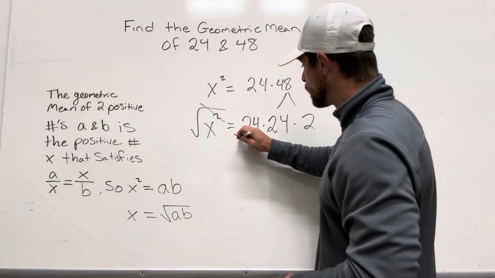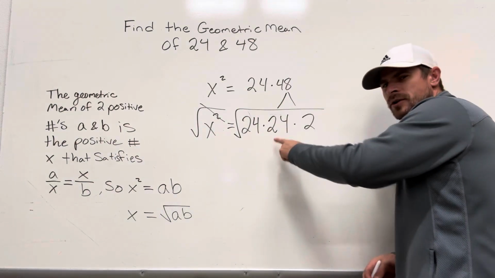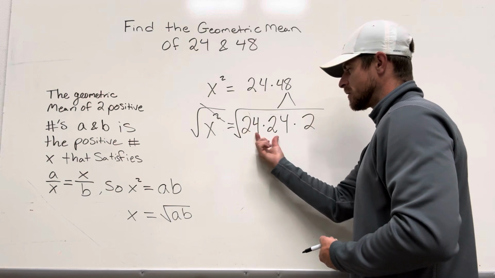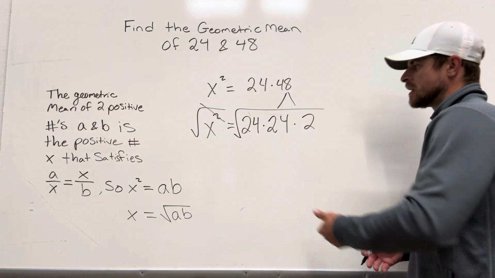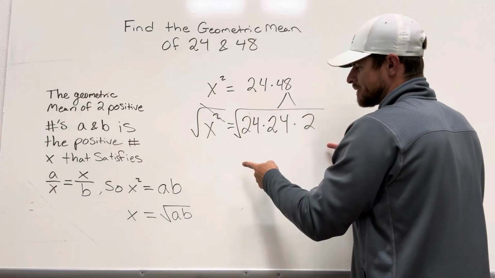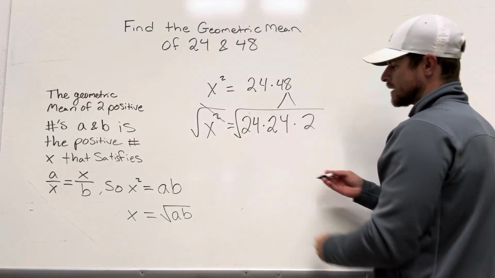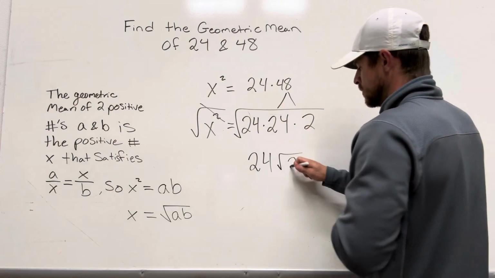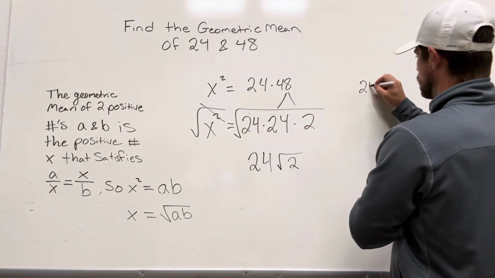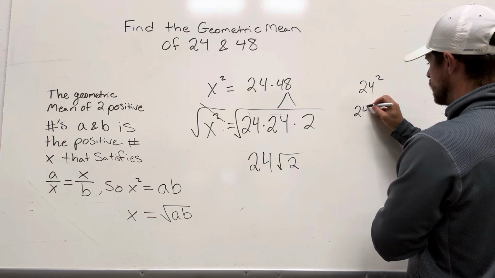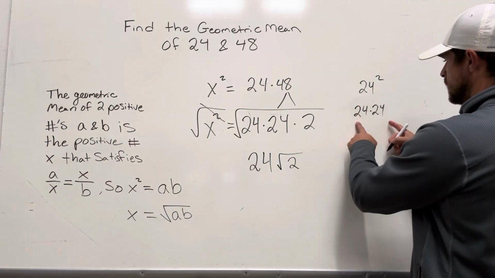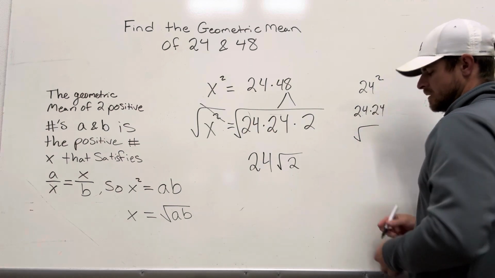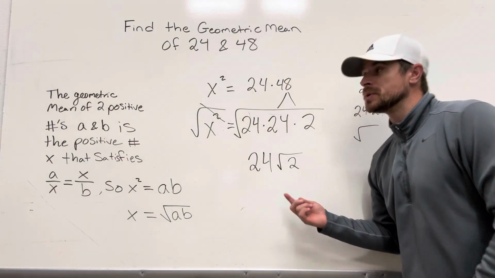When I take the square root of all of this, the square root of 24 times 24, remember, square roots and multiplying two numbers together that are the same are inverses of each other, so that's going to just break that off. You're no longer going to have the square root symbol around 24. There's no radical around it. So you're just left with 24, and you still have root 2. Think of it, 24 squared is the same thing as 24 times 24. Square root cancels the exponent. Okay, so 24 root 2 would be your geometric mean.